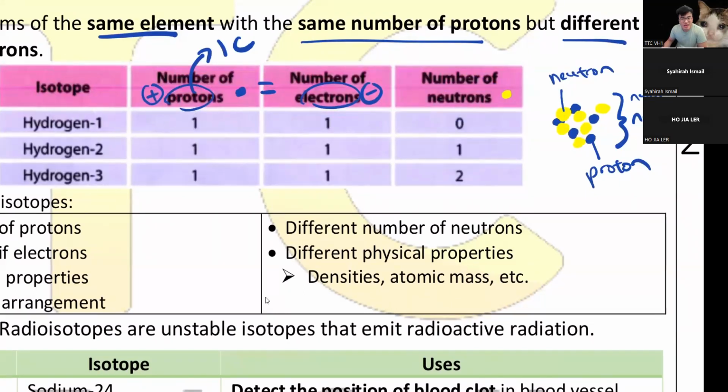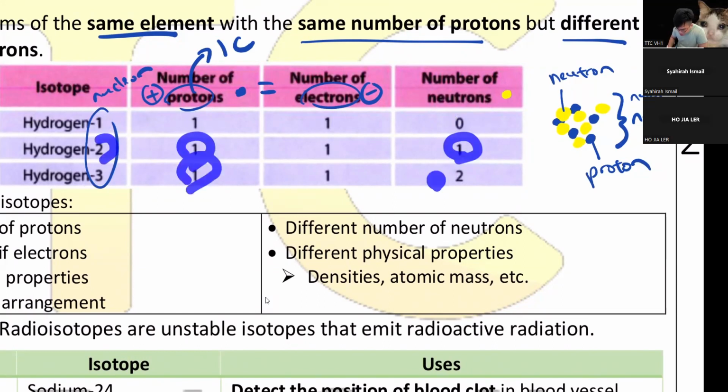Are you okay with this, guys? Same proton number, different neutron number. And this number here is the nucleon number. That's the total. Can you see? 1 plus 0, 1. 1 plus 1, 2. 1 plus 2, 3. That's the nucleon number.